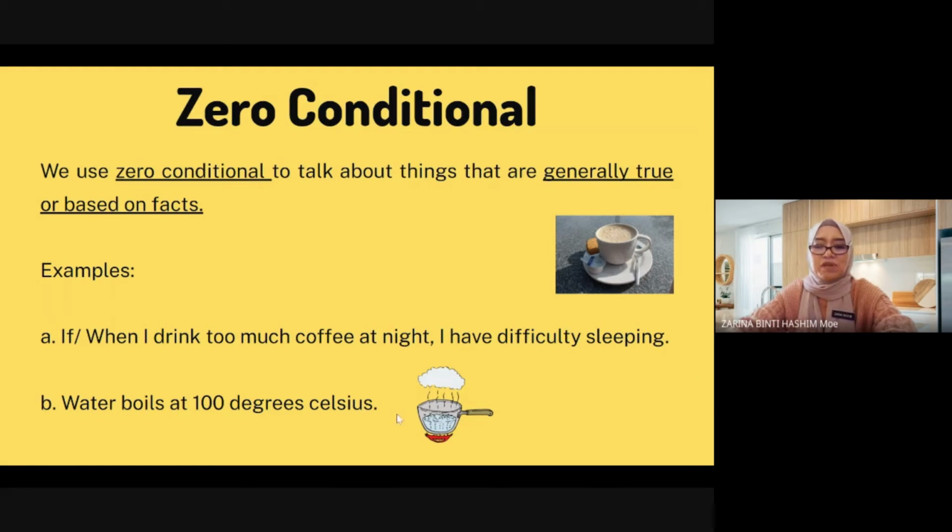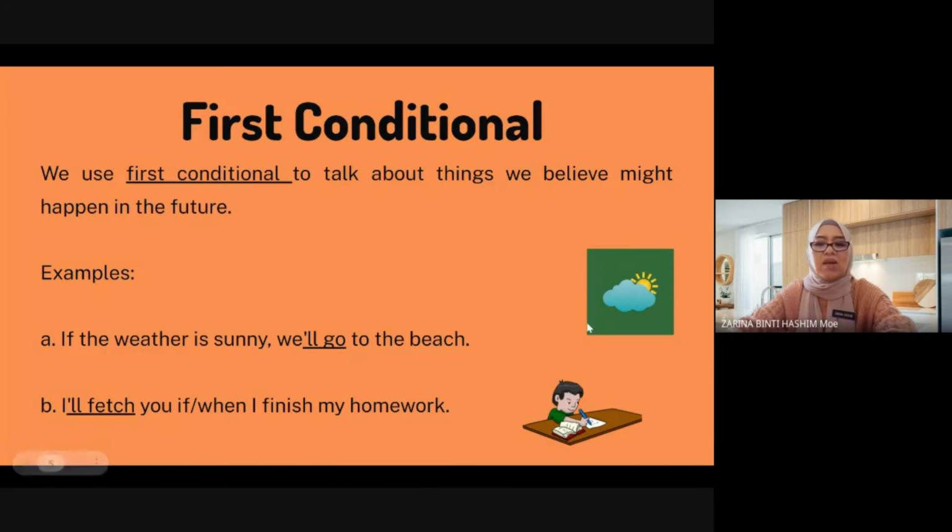So what is first conditional? Look at the sentence there. We use first conditional to talk about things we believe might happen in the future. So this one is not based on facts anymore. You see? Here, the first conditional is not based on facts. It is based on what you believe might happen in the future.